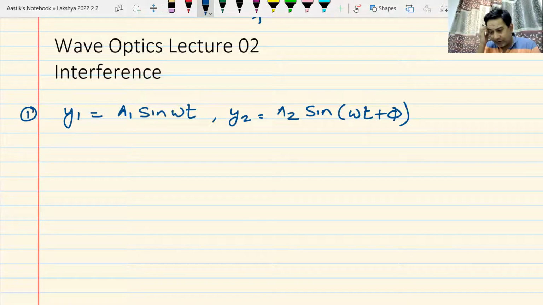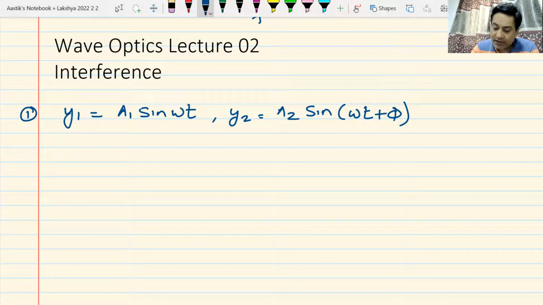And if the amplitudes are very near to each other, equal, and their angular frequency or frequency is the same and they are traveling in the same direction, when they overlap, that overlap or superposition is known as interference. At some points you will get a bright fringe and at some points we will get a dark fringe. Do we remember this? Yes or no?